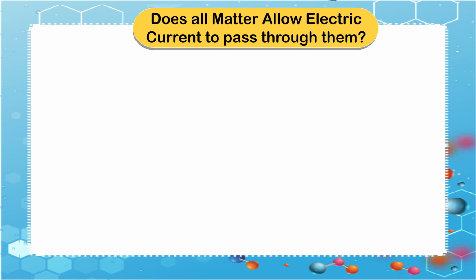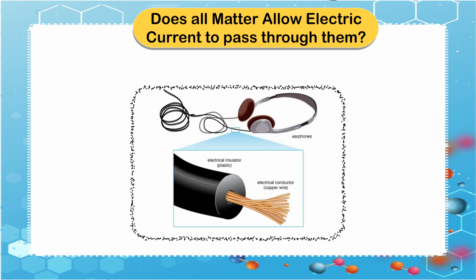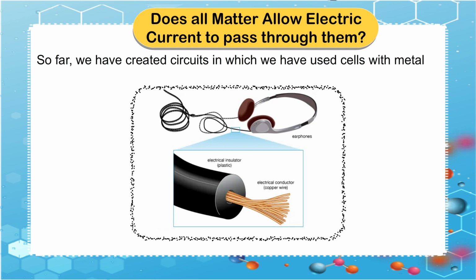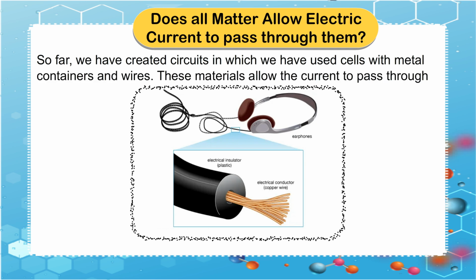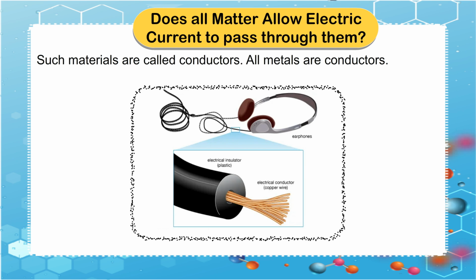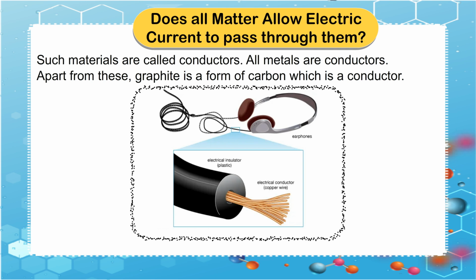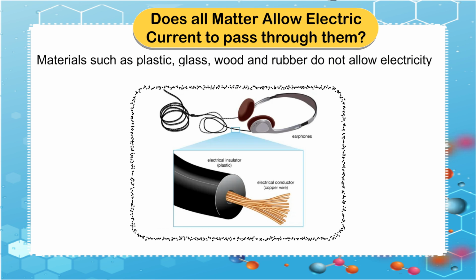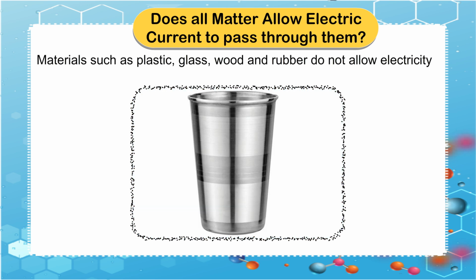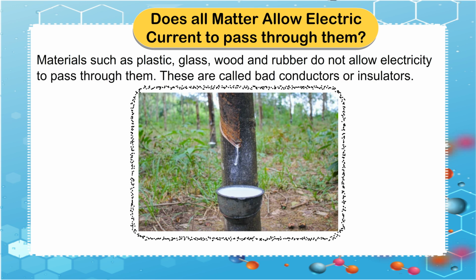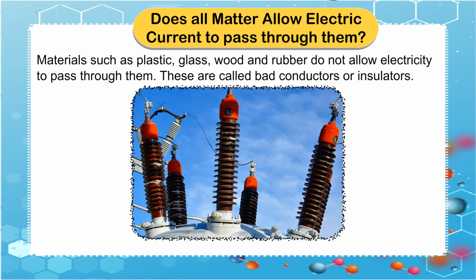Does all matter allow electric current to pass through it? So far, we have created circuits in which we have used cells with metal containers and wires. These materials allow the current to pass through them. Such materials are called conductors. All metals are conductors. Apart from these, graphite, a form of carbon, is a conductor. Materials such as plastic, glass, wood and rubber do not allow electricity to pass through them. These are called bad conductors or insulators.